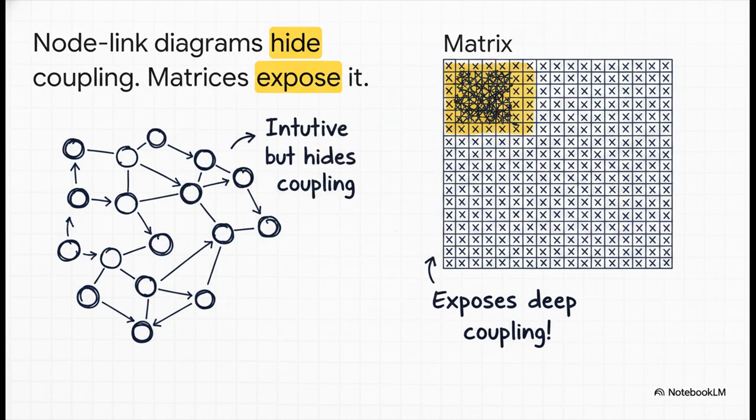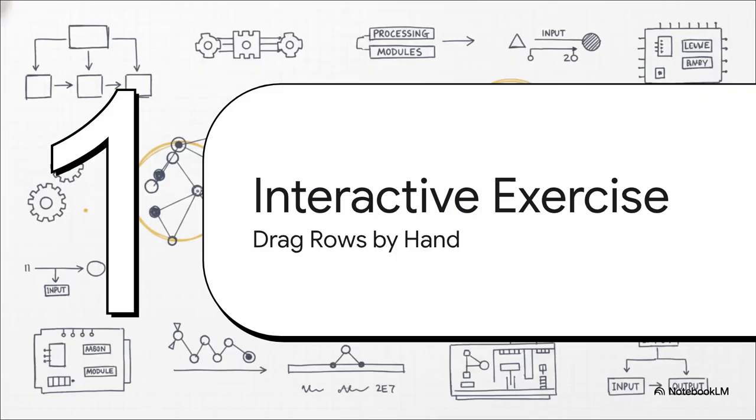Try to construct your own predicted matrix by hand, filling in the cells where you think a dependency exists. Right after you finish that sketch, you're going to realize something fundamental when you compare your hand-drawn matrix to the real one. Drawing circles and arrows feels really intuitive, doesn't it? But it actively hides the deep coupling of a system. A matrix, on the other hand, cleanly exposes it. A node-link diagram can make a tightly coupled system look perfectly manageable, but a DSM tells you the harsh truth about your dependencies.